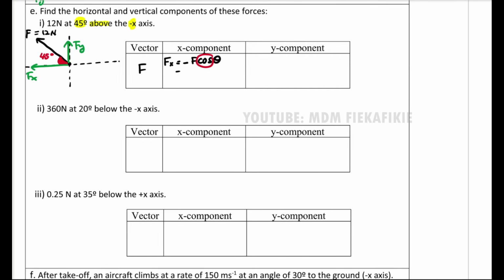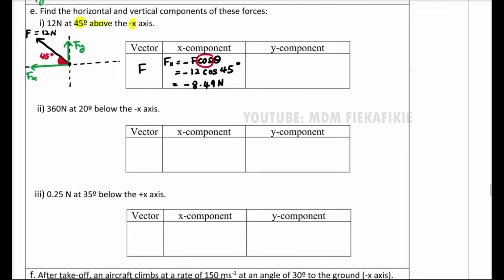Okay? Supaya kita tak careless lah. Tengok angle. Tengok angle rapat dengan siapa. Kalau angle tu rapat dengan y component, jadi y lah yang akan jadi cos. Boleh? So 12 cos 45 degree. Okay? So you tekan calculator. So you akan dapat negative 8.49 Newton.